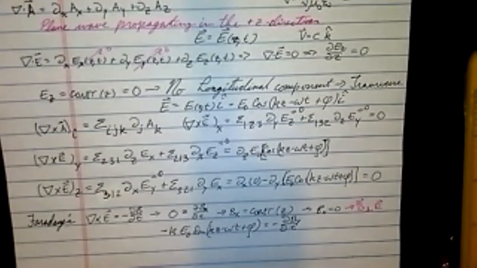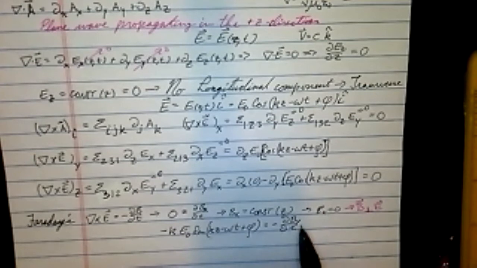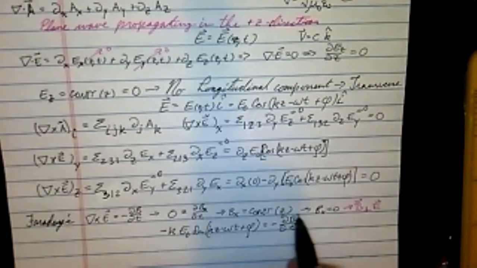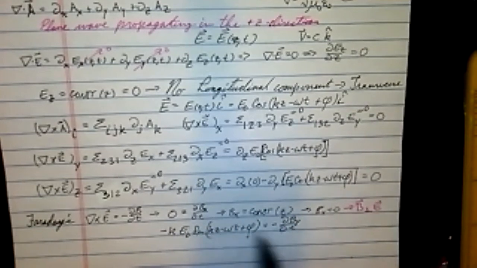We'll come back and visit that in a second. What we do see, though, is clearly By cannot be a constant. By must, in fact, be some oscillatory thing because the derivative of it is, in fact, oscillatory.